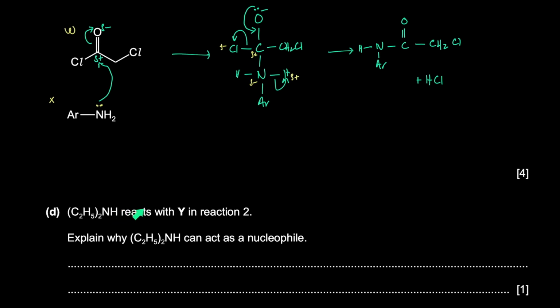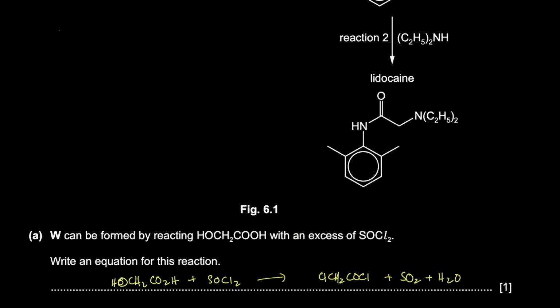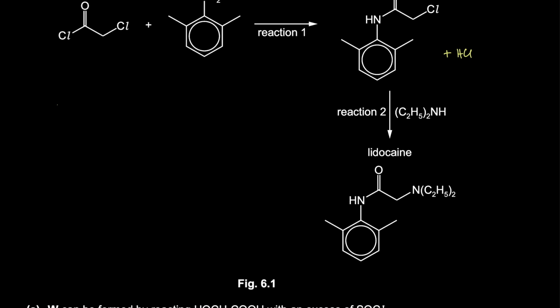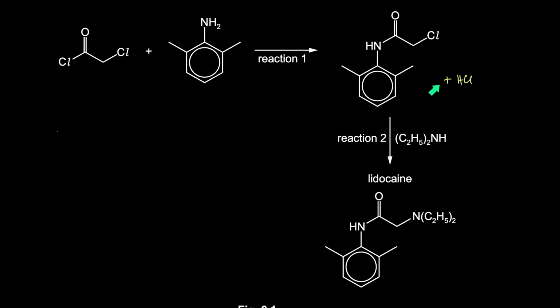(C2H5)2NH reacts with Y in reaction 2. Explain why it can act as a nucleophile. Why can this compound act as a nucleophile? In reaction 2, they're saying this amine can act as a nucleophile and substitute for the chlorine atom here. So again, this is nucleophilic substitution. You have a halogenoalkane group here that is being substituted for by an amine.